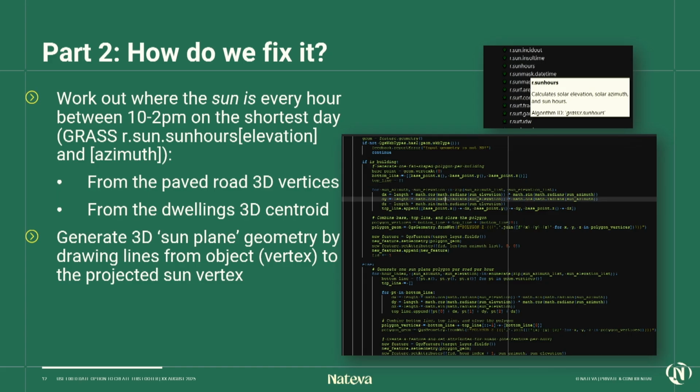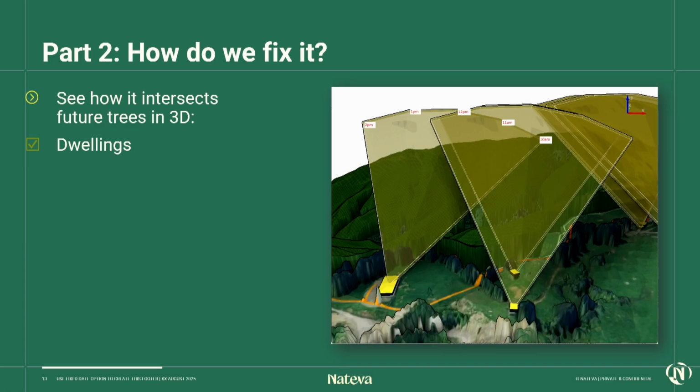So second part, how do we actually fix it? This was the trickier part of the problem, but I thought about it from the perspective of the road or the building. So using the GRASS module, calculate where the sun is between those points, generate vertices in 3D, and then generate a geometry from those vertices from the centroids of the buildings and every vertice along the road.